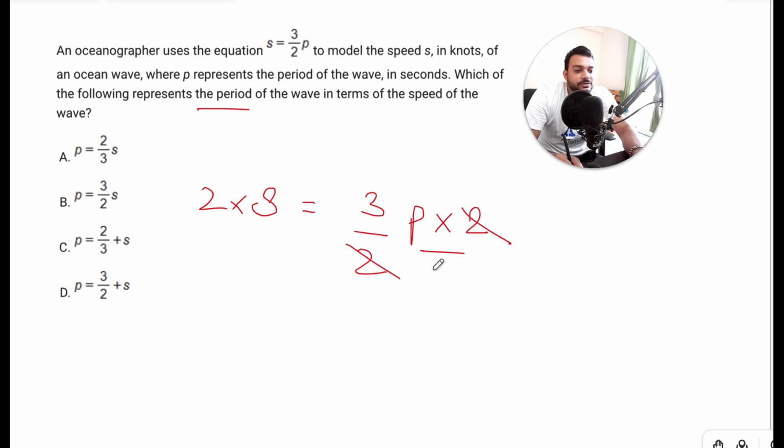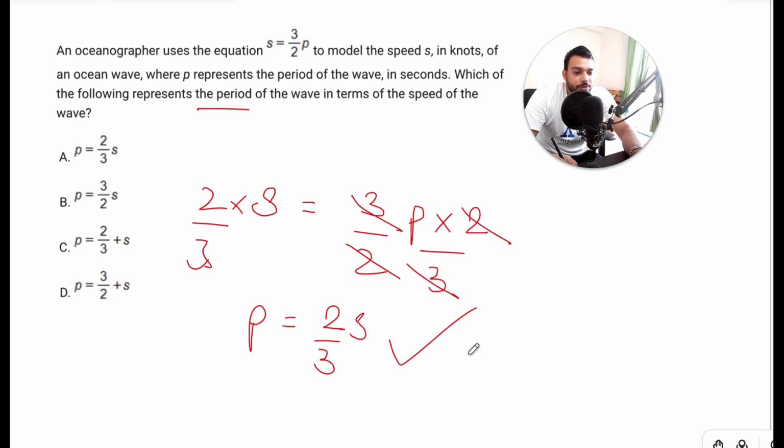Then we divide both sides of the equation by 3. So the equation stays the same, but the 3's get cancelled. So p is now isolated and it is equal to 2 over 3 times s. This is how we do it. So 2 over 3 times s is option A, which is the correct one.